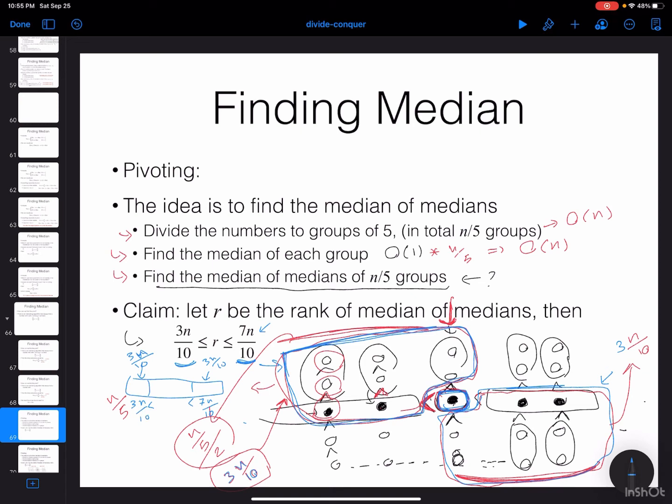So this is the proof for the rank. Now our question is: what is going to be the cost of finding the median of the medians? You have n divided by 5 items, and you want to find the median among these. Remember, this is the original problem that I have, the problem of finding the kth item. You can think of it as being called recursively in this part as well, and the cost of that is going to be T of n divided by 5.